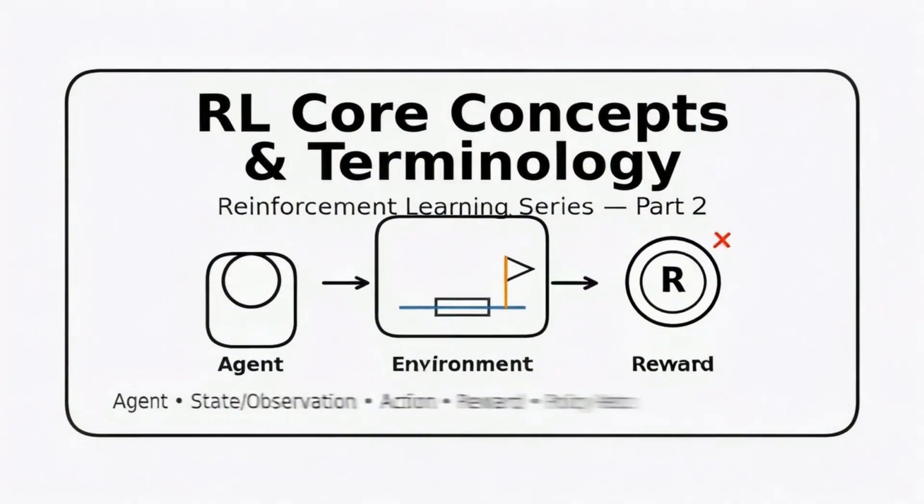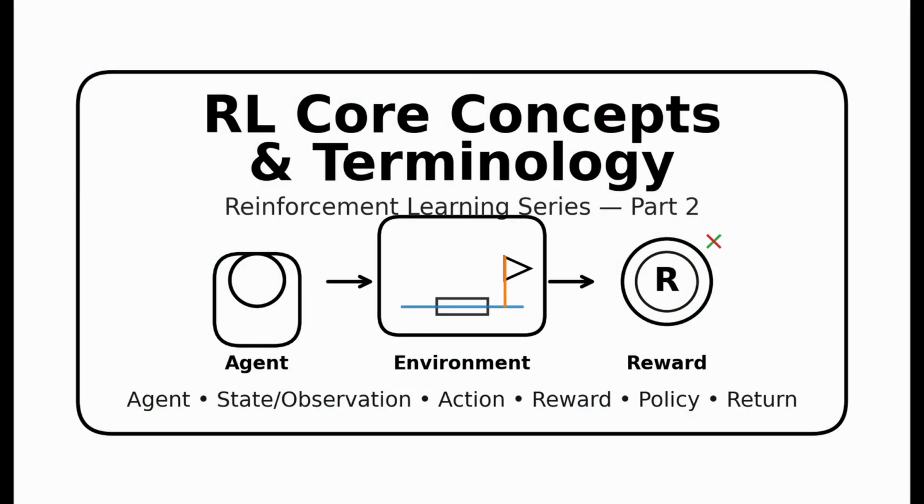If you watched part one, you already know the big idea. Reinforcement learning is about learning from consequences over time. Today we're going to lock in the vocabulary, because once the terms make sense, agent, state, actions, reward, everything else in RL starts feeling way less mysterious. And I promise, after this video, when you see phrases like trajectory, return, discount factor gamma, or policy optimization, you won't feel like you're reading a different language.